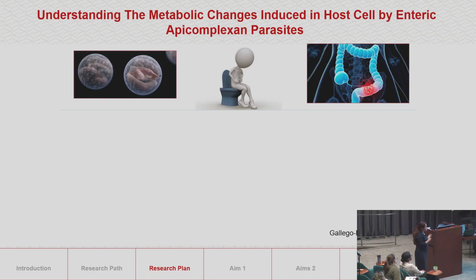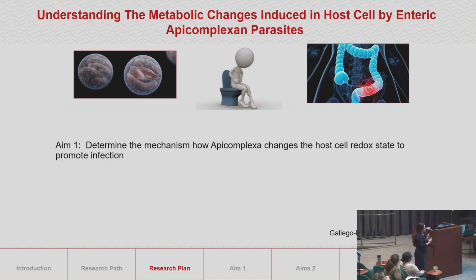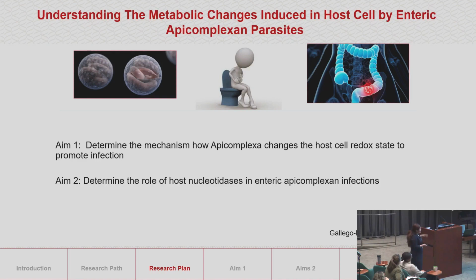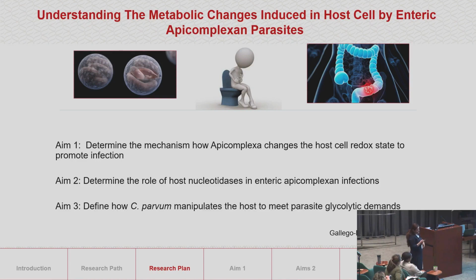So I want to try to understand how from chronic disease we can move to cancer, but I need to take little steps. So I have 3 aims that are going to allow me to know better the metabolism of these infected cells, and I will describe each of these aims. First, I want to study mainly redox biology. In the second aim, I want to study more host nucleotidases, and in the third aim, I want to study more glycolytic demands.